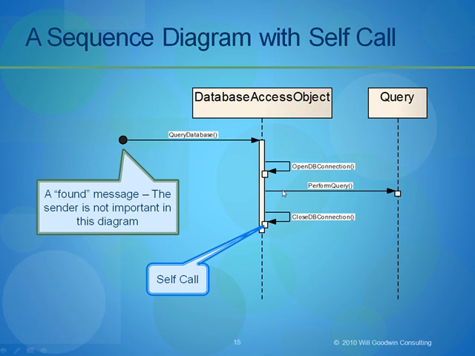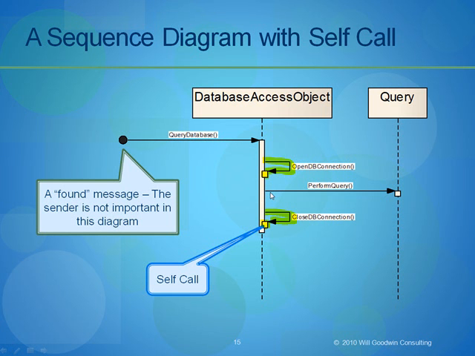Here's the notation for a self call. We have two of them actually. One here, open connection, and then close connection. Notice the arrow just bends around, comes back, points to the same lifeline, and you'll notice the small activation bar, located on top of the original activation bar in both cases, indicating that yes, the database access object in this case has one of its own operations. The OpenDB connection is being invoked from within the query database.